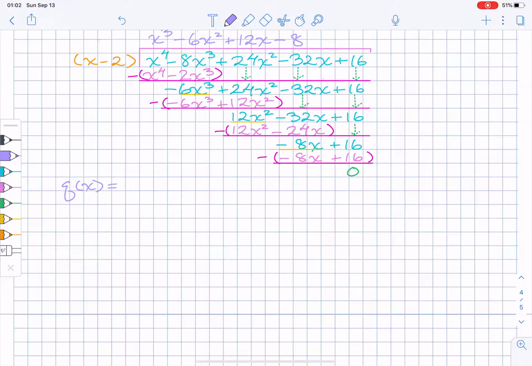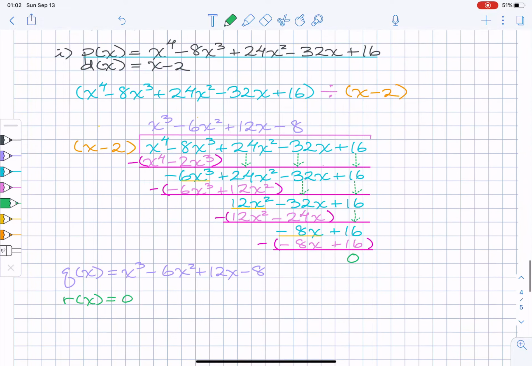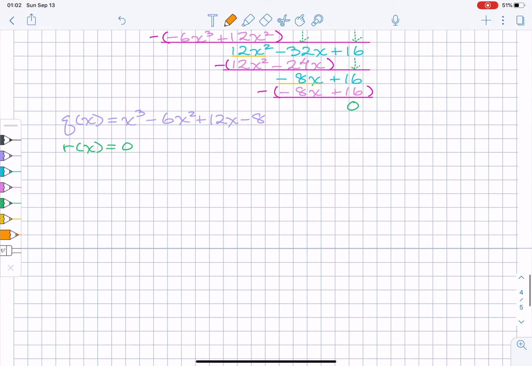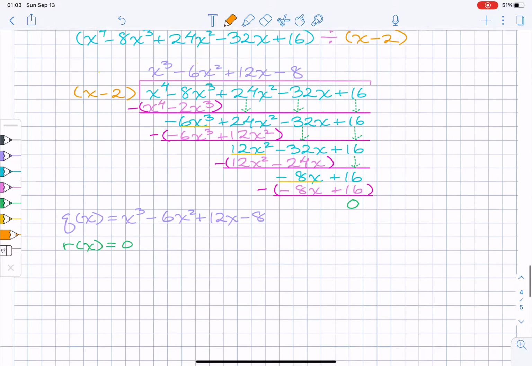So now we have a quotient. Q of x is x cubed. Notice that x cubed is 1 degree less than x to the 4th. So x cubed minus 6x squared plus 12x minus 8. The remainder, r of x, is 0. That means that my divisor, x minus 2, goes into the dividend, or the polynomial, evenly. It's a whole number.